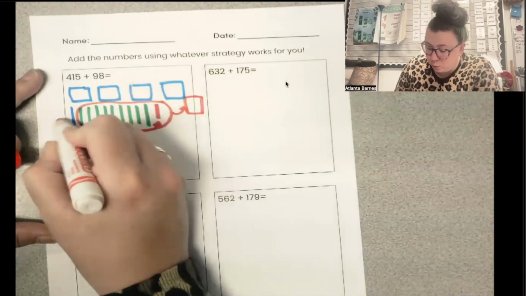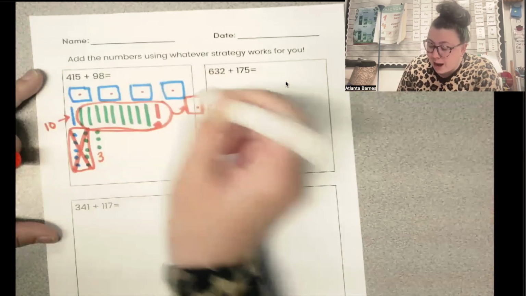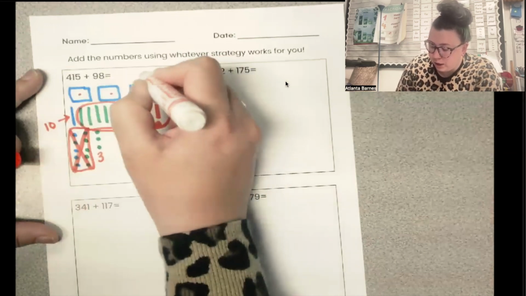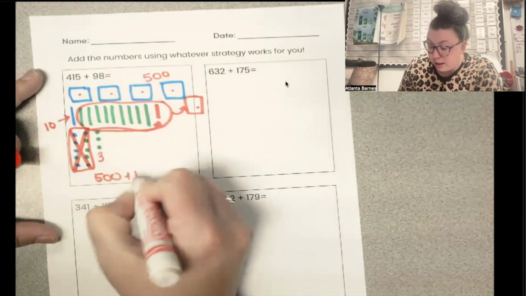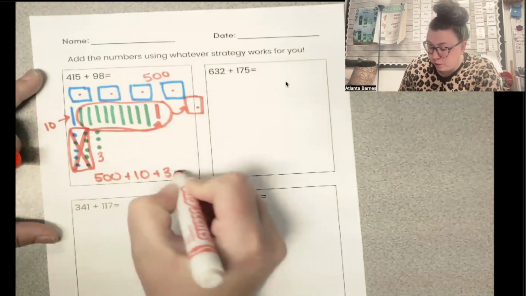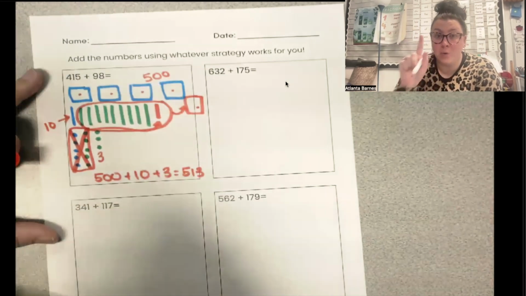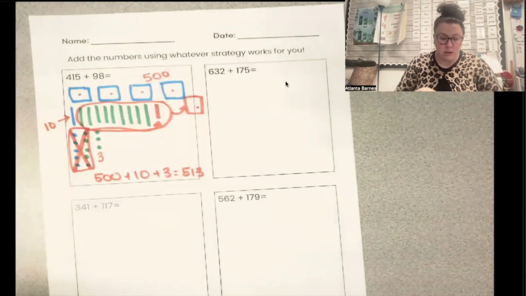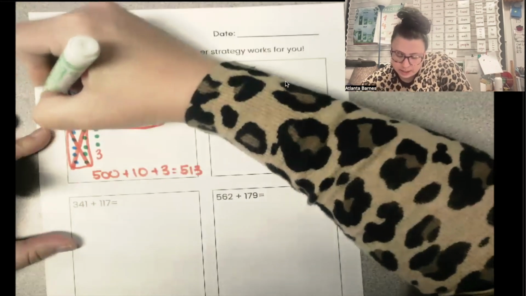So then I only have this 110 left. But now I have 1, 2, 3, 4, 5 hundreds. So I'm looking and I'm seeing my numbers. I see that I have 500 plus 10 plus 3, which gets me 513. Okay, that's one way. That's called base 10. I'll label it just so we know. This is base 10 because that's our blocks, right?